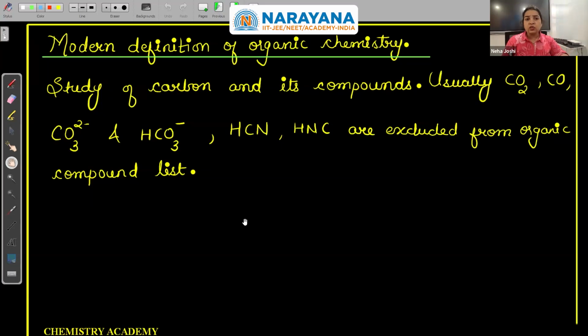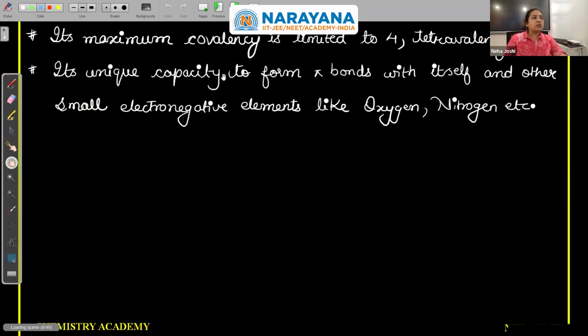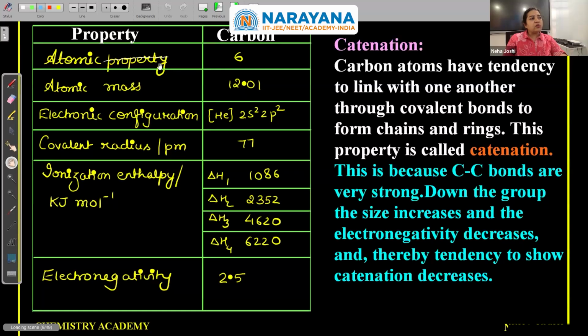So as I was saying, there is no fixed reason why. Okay, but with practice we have considered कि इनको हम नहीं लेंगे. Okay, now this is the modern definition. Next comes, what is the reason why we have this special branch?